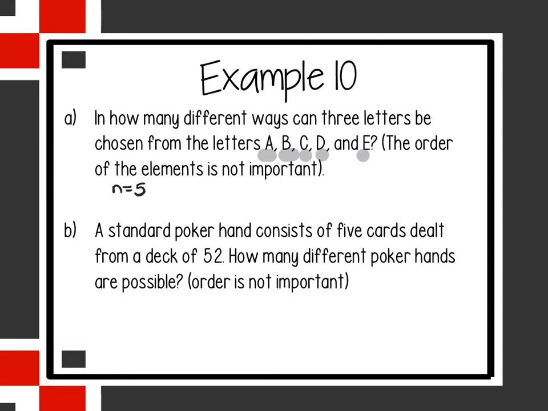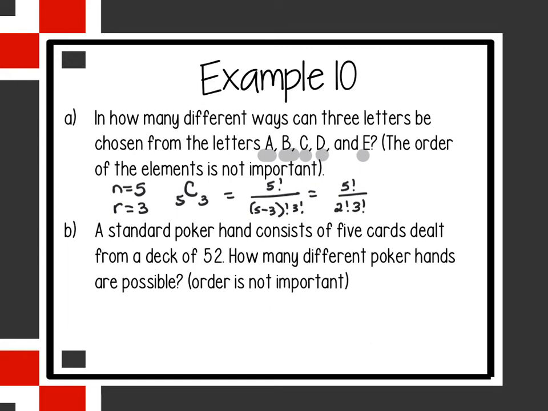R is what? 3. So it's C, N, R, which is N factorial over N minus R factorial times R factorial. Yep. So it doesn't have to say the order, but more often than not, it will say something about them being arranged or put in order. Then you'll know it's permutation. If that's not there, then it's usually combination.